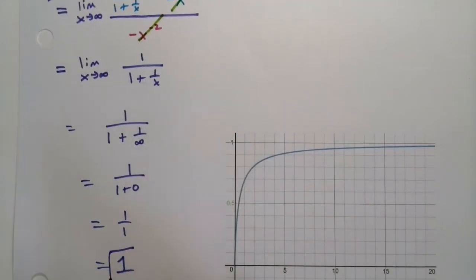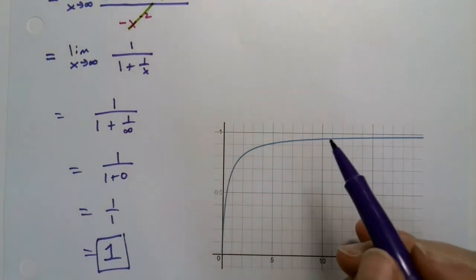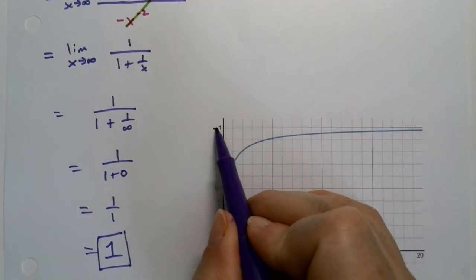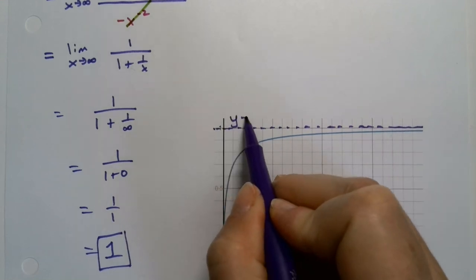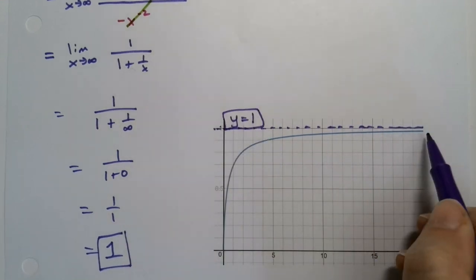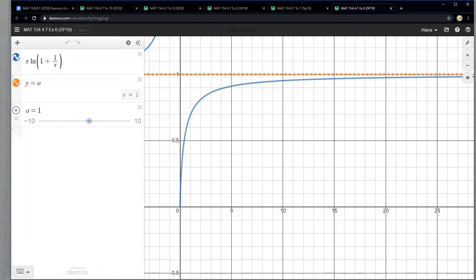I'm belaboring the point there. We knew it was 1, probably 2 steps ago, but there you have it. And sure enough, if you look at this graph, you can see that we're approaching y equals 1 as x goes to infinity. And of course, I can verify that on Desmos.